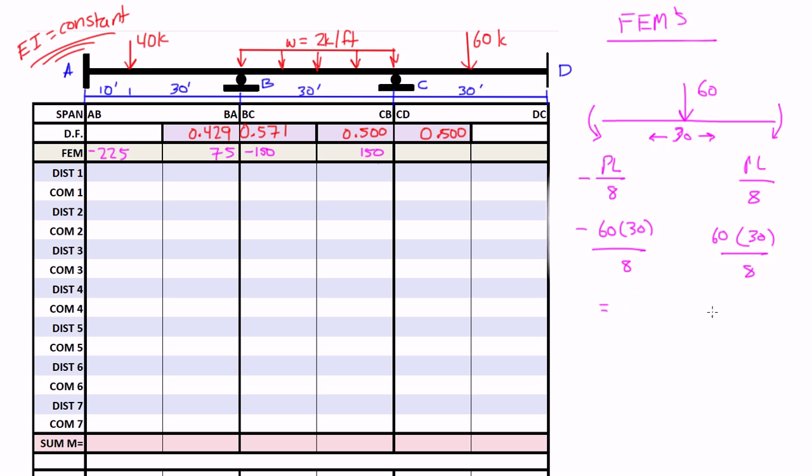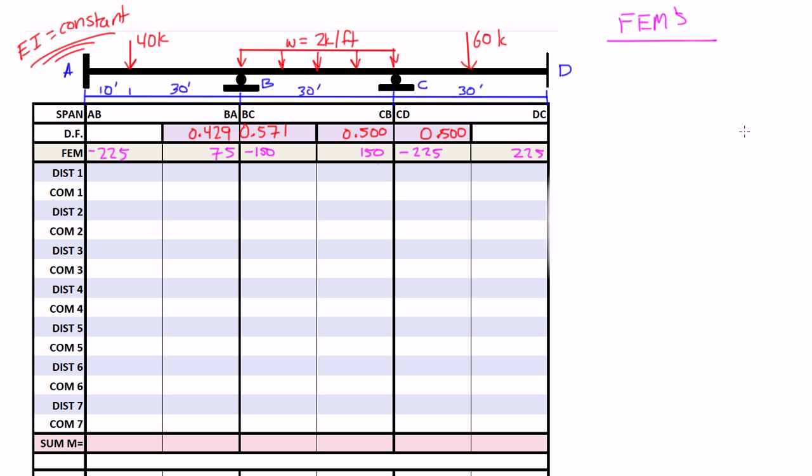And if you solve for both of these, on the left side you should get negative 225, and on the right side you should get positive 225. Okay, so I'm going to take these two numbers and I'm going to write them here. Negative 225 and positive 225. Okay, so that was the fixed end moments.